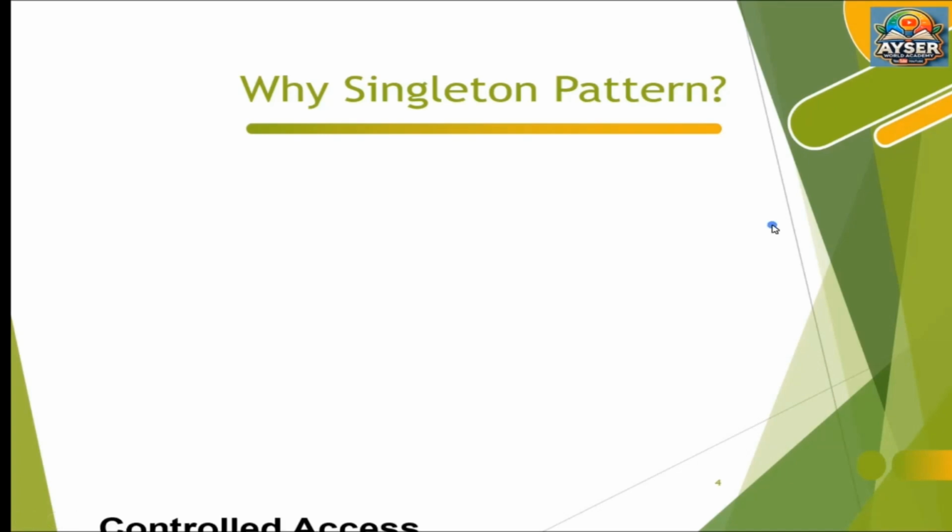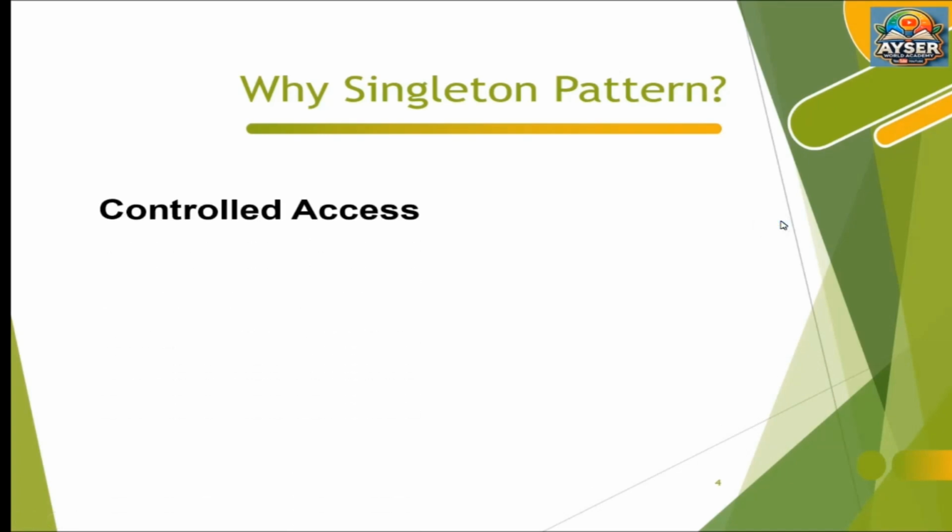Let's see where we can use it, and why the singleton pattern. You need controlled access. What does controlled access mean? Basically, you ensure that there is only one instance and no duplicates are created. As I explained earlier with logging, if you have multiple or duplicate instances, it will create multiple files, and that will create a problem. But if you have a single instance, a single control, you can create one object and everything is handled by that one. That is controlled access.